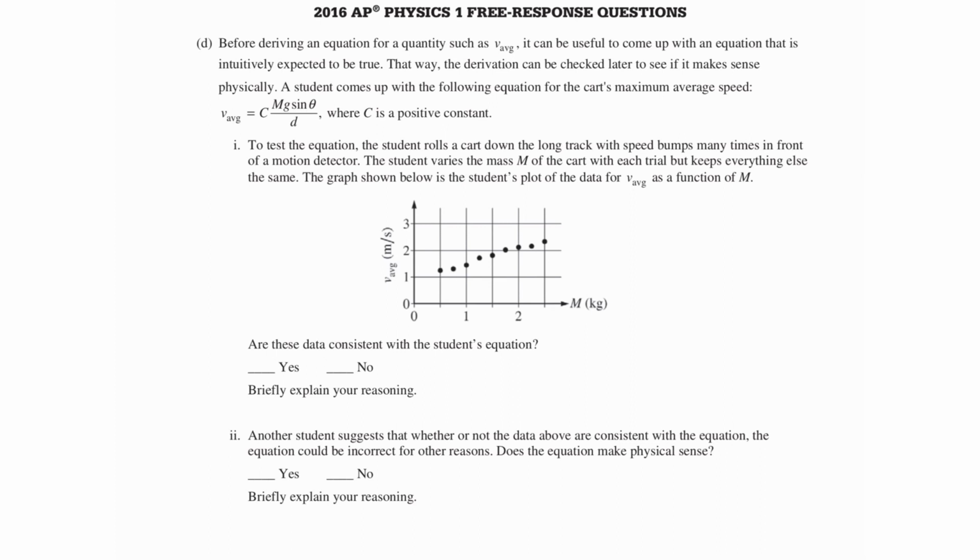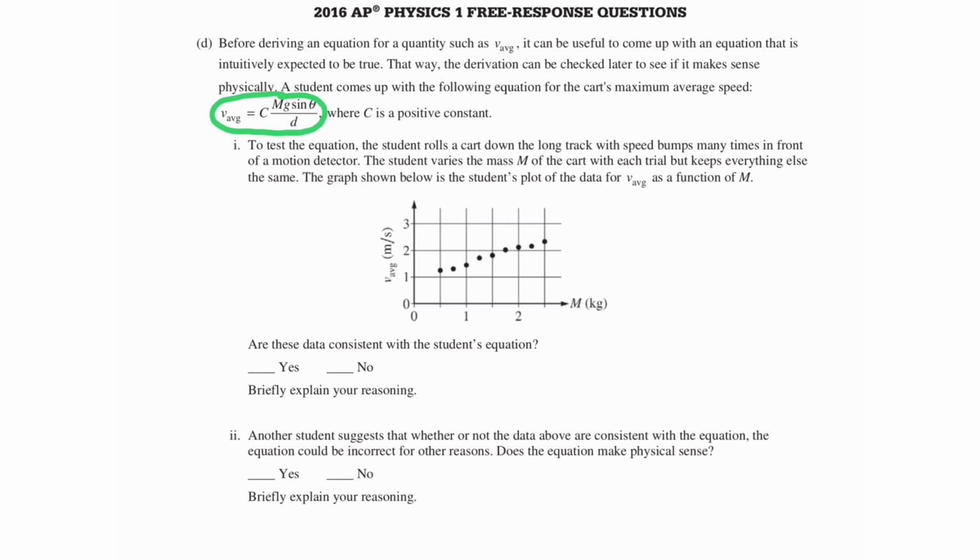To test this equation, the student rolls a cart down the track with the speed bumps many times in front of a motion detector, and the student varies the mass m of the cart, but keeps everything else the same. The graph shown below shows the average velocity of the cart as a function of the mass of the cart. And the question they ask is, are these data consistent with the student's equation? So we need to look up at the equation and see whether or not what we see in the graph is consistent with the equation.